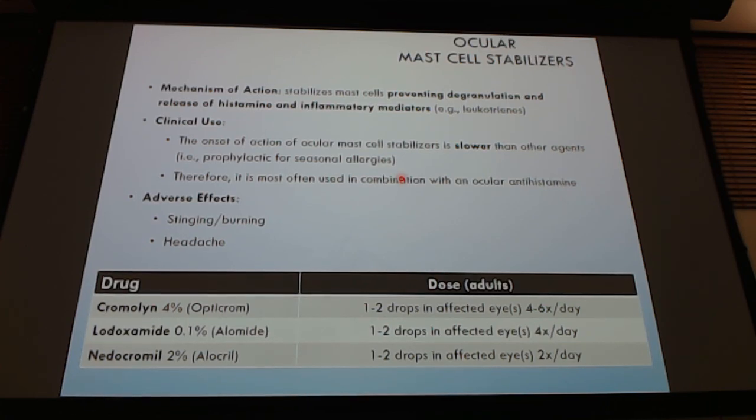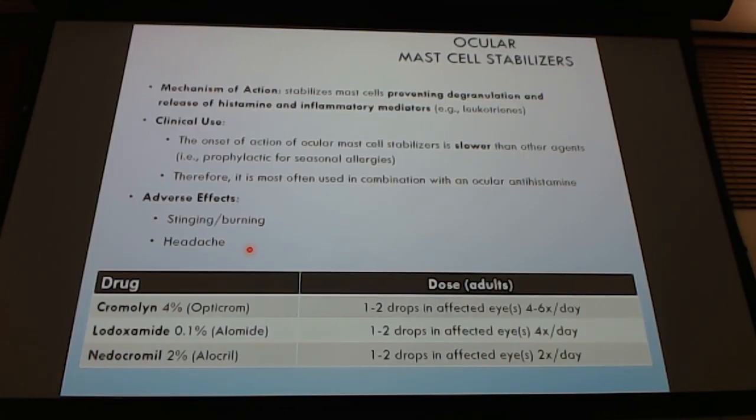Here you have your ocular mast cell stabilizers. Again, trying to stabilize that mast cell so that it doesn't degranulate and release the histamine and all the inflammation that we will be seeing in our patients. Your clinical use, again, make sure that you're understanding that this is more so for your consistent, persistent type issues where you know what's going to be happening, because they're very, very slow acting, right? So more so prophylactic issues that are happening.